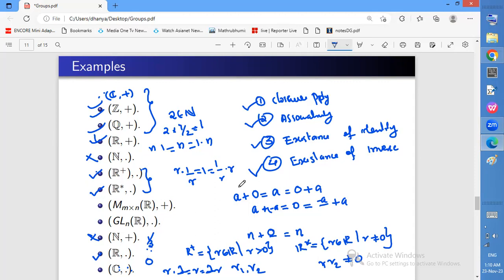That does not exist for 0. There does not exist any element, say r, such that 0 into r is equal to 1. Such an element does not exist. That means 0 has no multiplicative inverse. There does not exist an inverse for the element 0 under this operation. So these are not examples for groups, because the fourth condition fails.